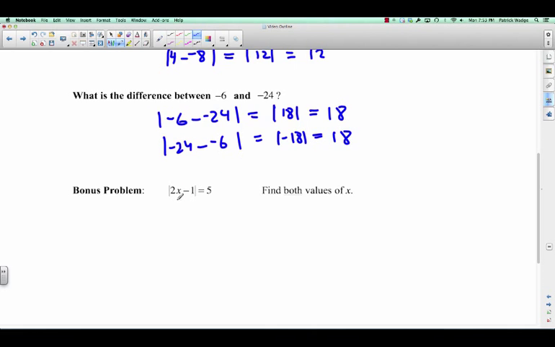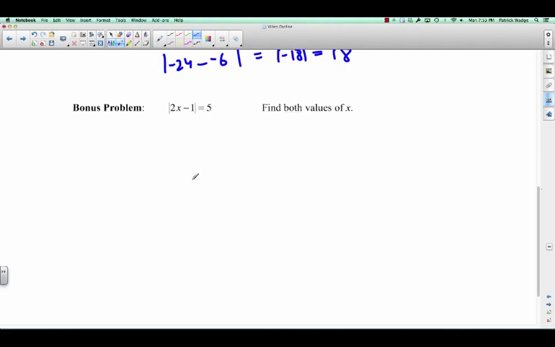Alright, last question. I'm not going to actually give you the answer to this for once. I'm going to leave it as a bonus problem to you. You do have to know these by the end of the course, so see if you can figure it out today. The question is to solve this equation: 2x minus 1, take the absolute value of that, and the answer has to be 5. Which value would go in here, or values?